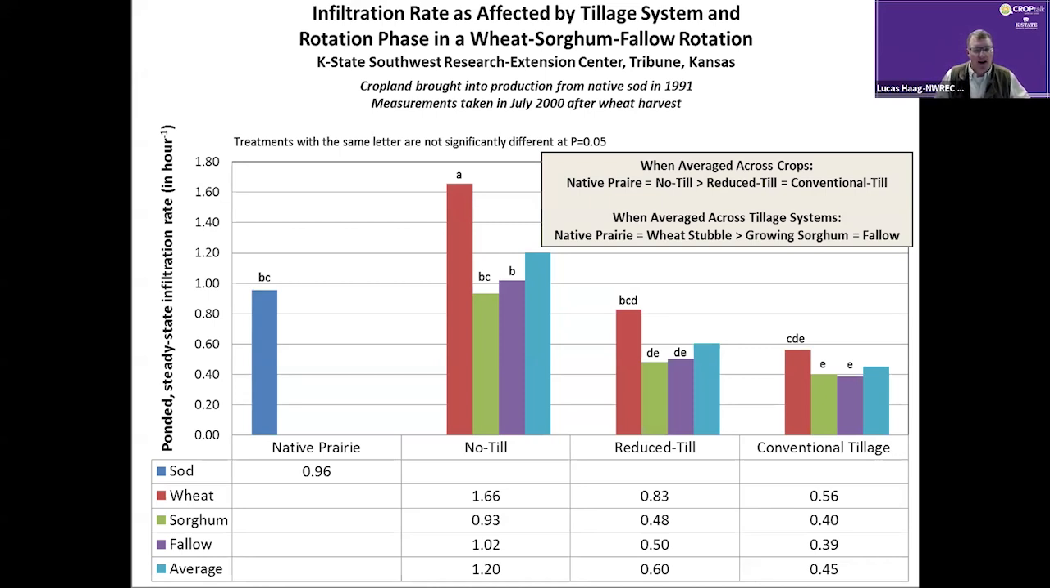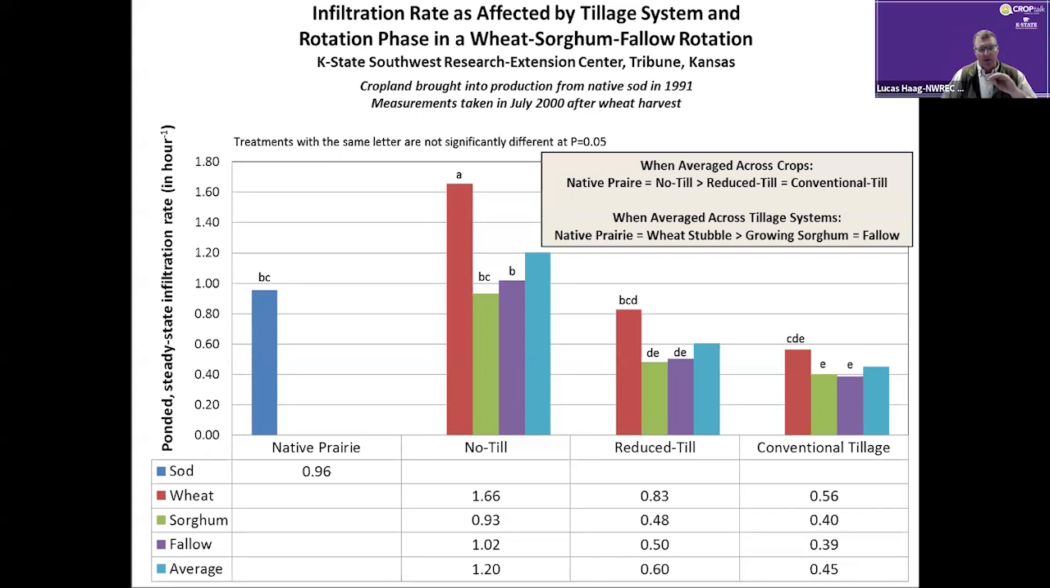In general, what we've seen, regardless of what phase of the rotation we were in, if you look down here on the no-till, we were averaging about 1.20 inches in terms of ponded steady state infiltration, right at half of that in the reduced till. So we're getting 1.20 inch in the no-till, 60 hundredths in the reduced till, 45 hundredths in the conventional till. And where we had growing sorghum, our infiltration was 93 hundredths in the no-till, 48 hundredths in the reduced till, 40 hundredths in the conventional till.